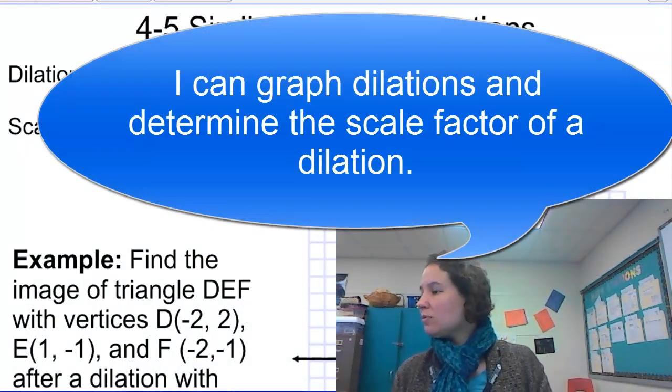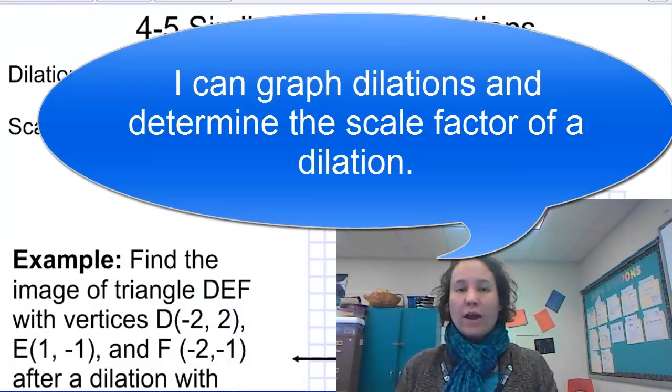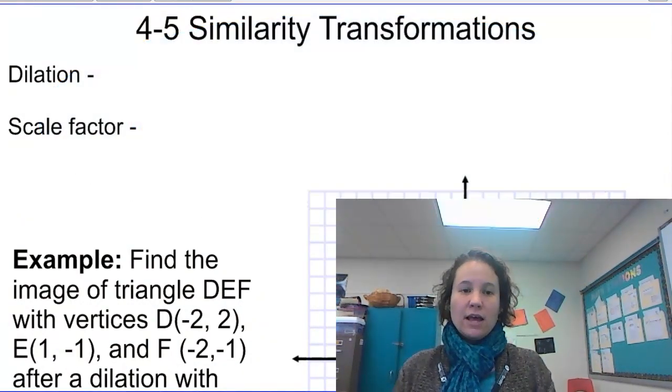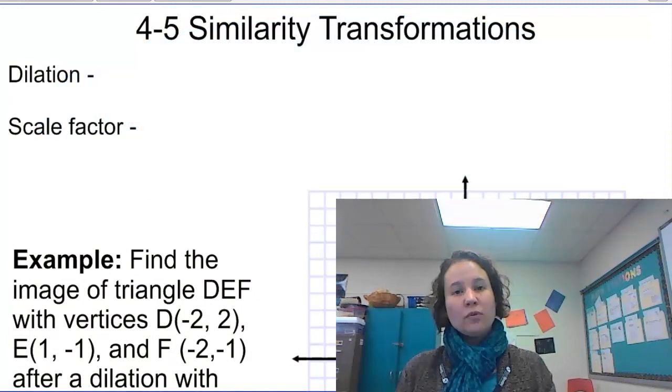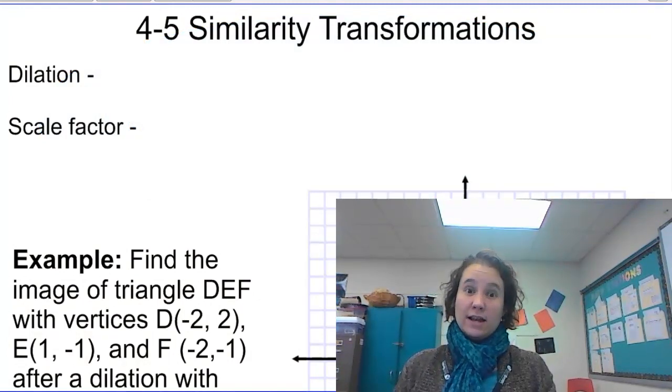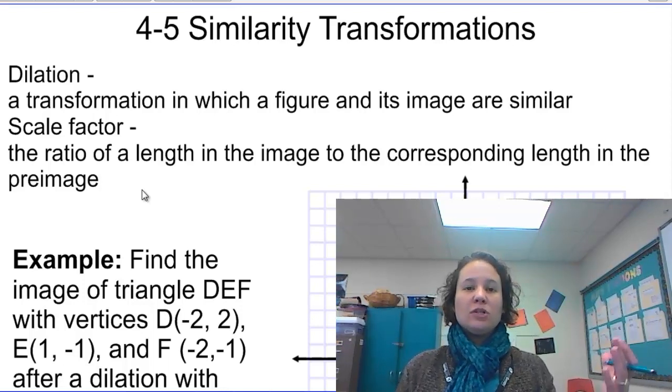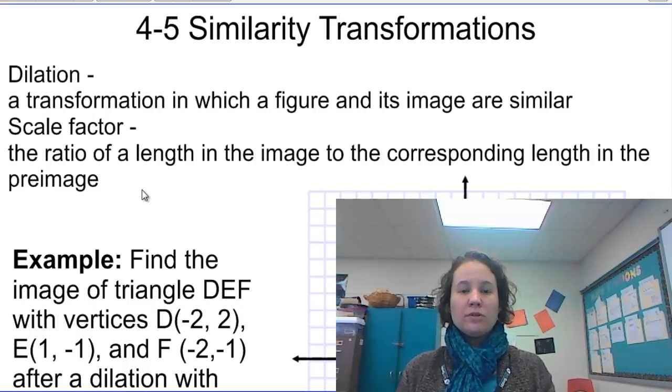So this lesson goes with the learning goal: I can graph dilations and determine the scale factor of a dilation. And so our two definitions that we're going to start off with are what is a dilation and what is a scale factor. So a dilation is a transformation in which a figure and its image are similar. So instead of having the image and the pre-image be congruent, now they're going to end up being similar.